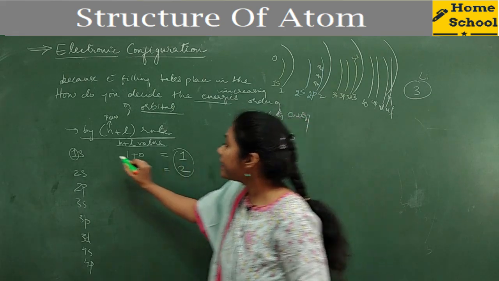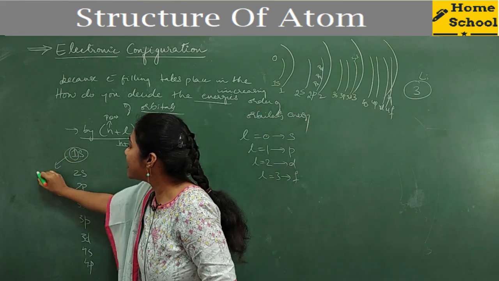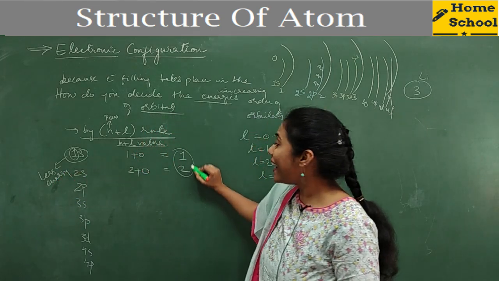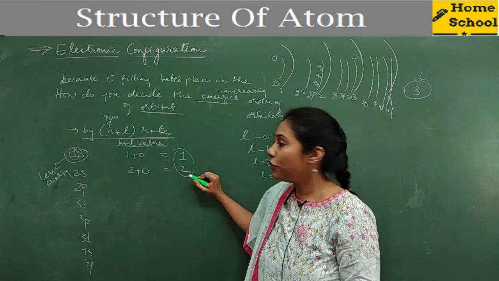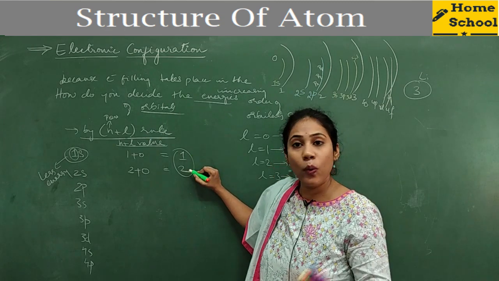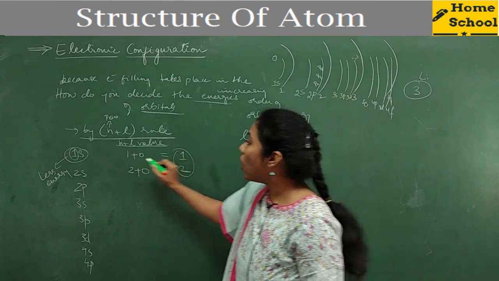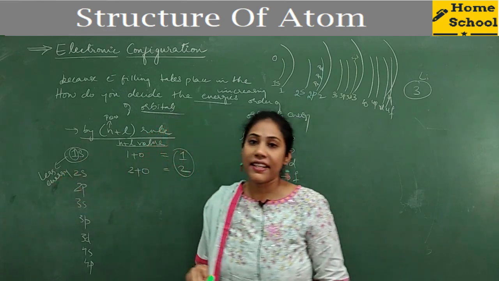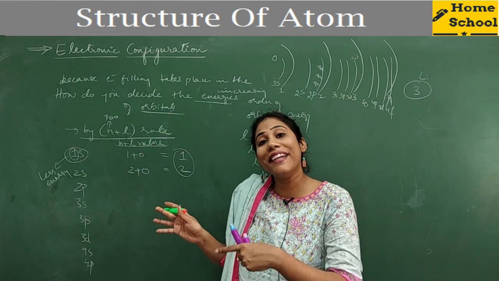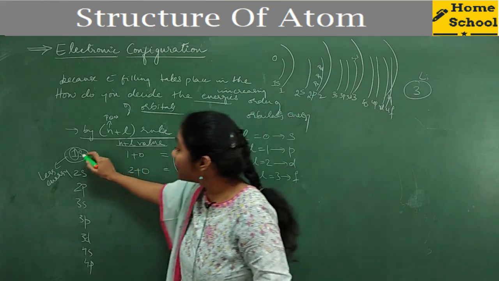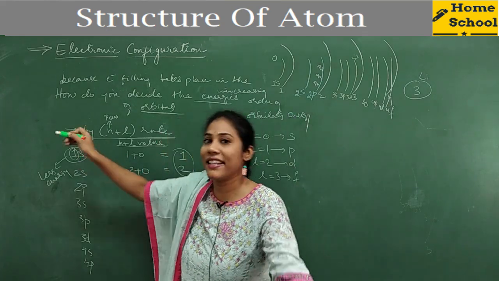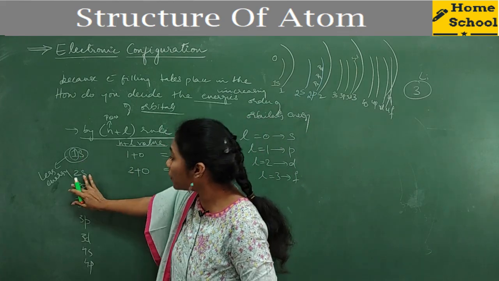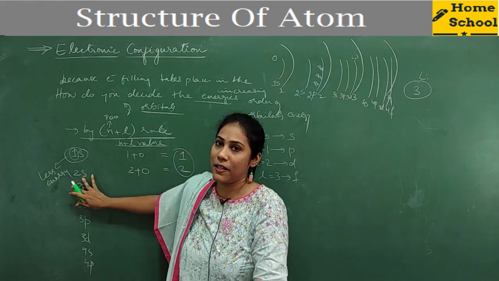So that means this 1s subshell has less energy. Okay, so you will compare N plus L values here. Among 1 and 2, 1 is the least number. So the subshell which has the least number will always have lesser energy. So electrons will like to enter the orbitals which have lesser energy first. Once these orbitals are filled, then electrons will enter the next subshell.